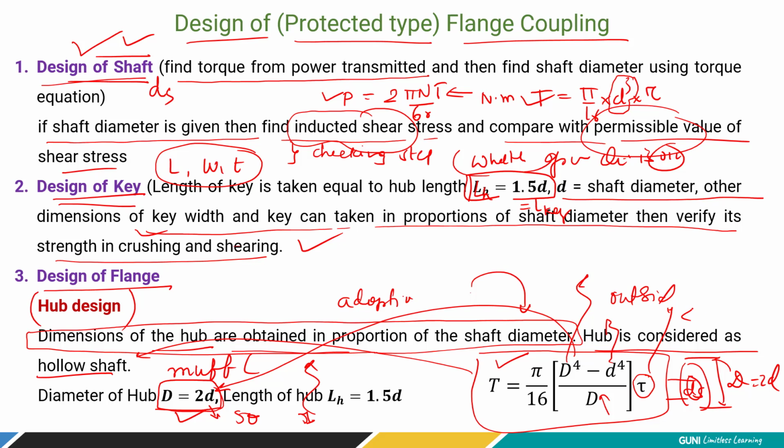If it is less than the permissible stress, we can say the adopted dimension is safe for the given loading situation, right? We can take the length of hub, again in terms of shaft diameter, as 50% higher than the shaft diameter, that is 1.5 times, right? So these two equations will give you the hub dimensions.